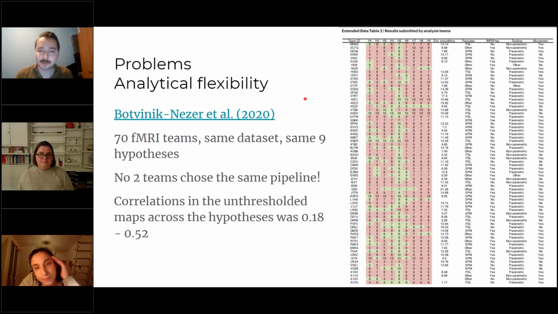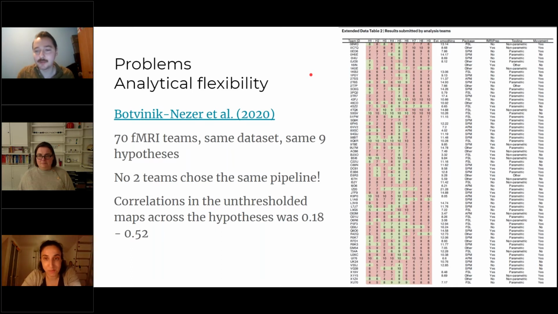And the results were kind of worrying. So in fact, no two teams have chosen the same statistical technique. So obviously there are more subtle differences than that; no one really did anything crazy.